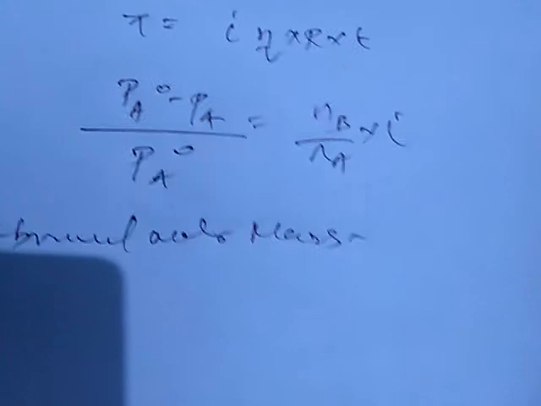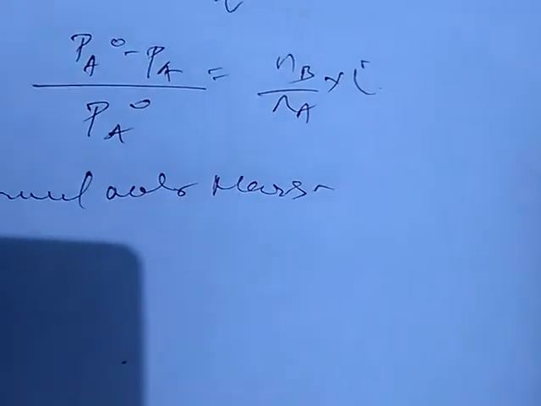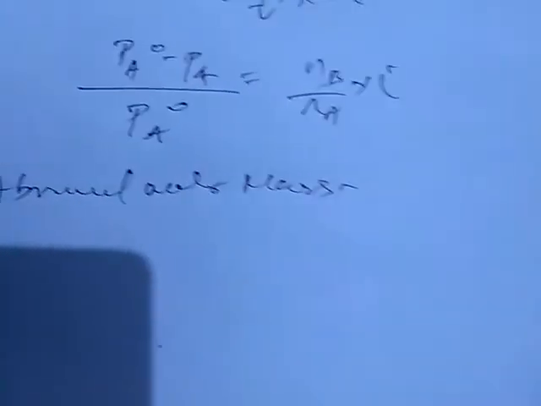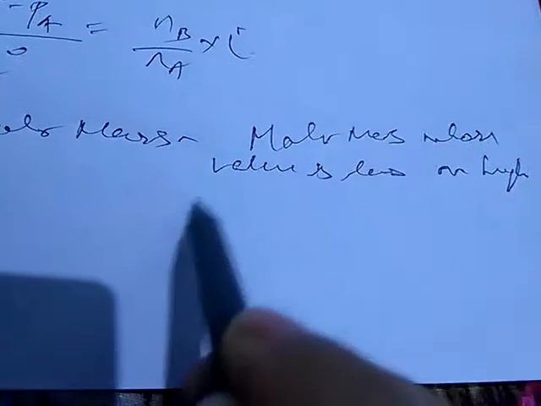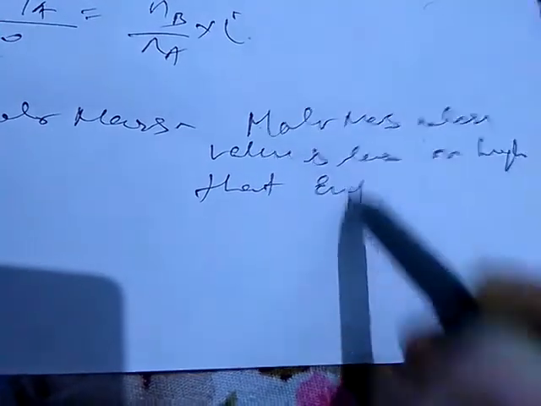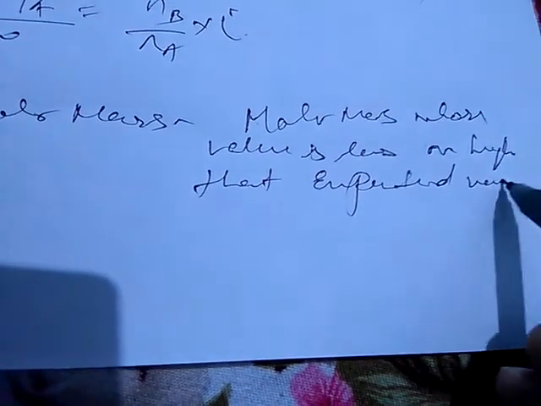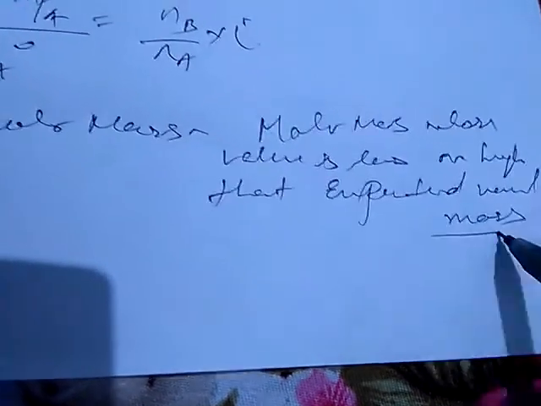Now we will define abnormal molar mass. What is this abnormal molar mass? The molar mass whose value is less or higher than the expected molar mass is called abnormal molar mass.